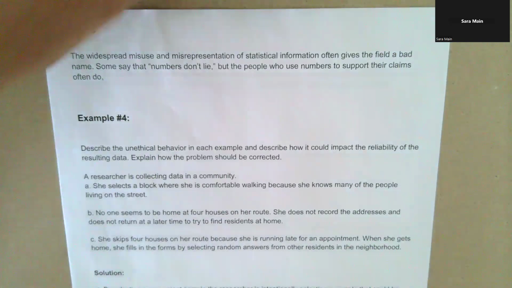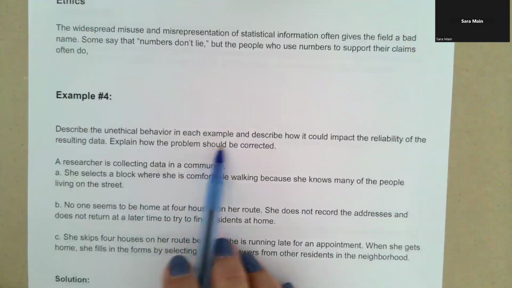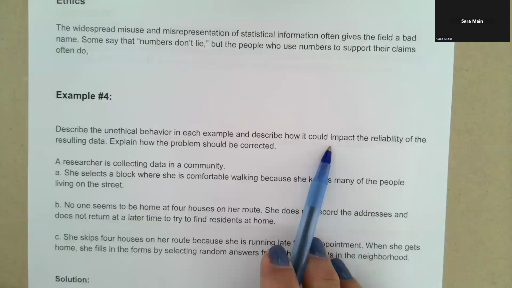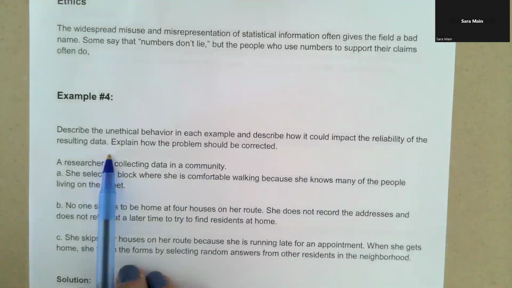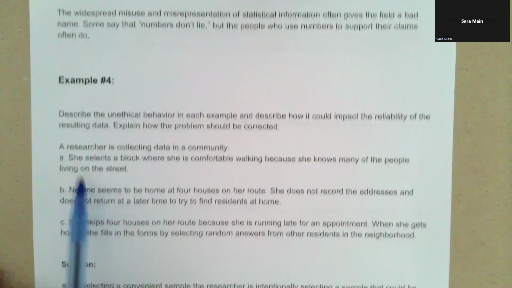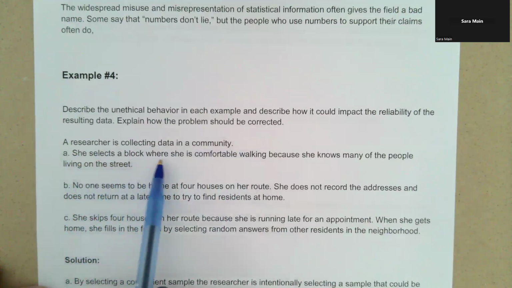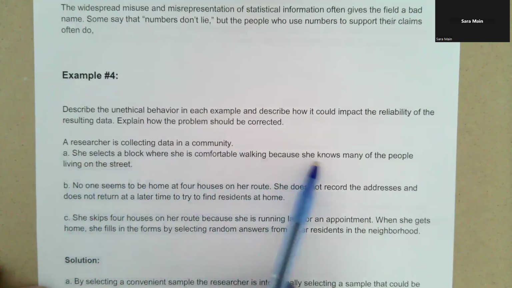So let's look at example 4. It says, describe the unethical behavior in each example and describe how it could impact the reliability of the resulting data. Explain how the problem should be corrected. So A says, a researcher is collecting data in a community. She selects a block where she is comfortable walking because she knows many of the people living on the street.